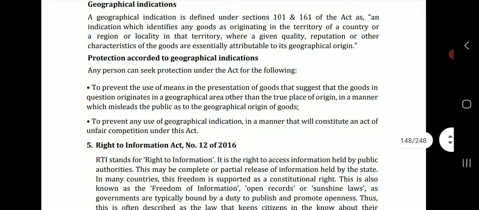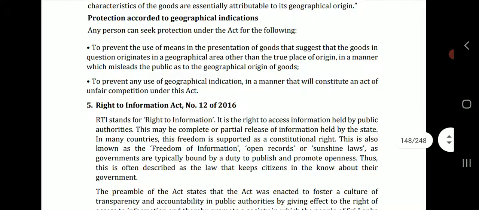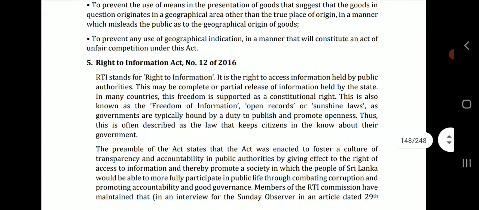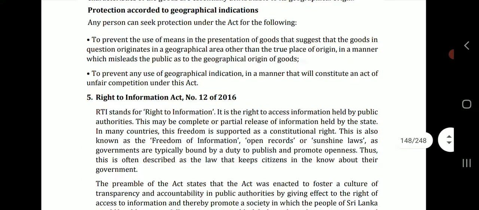So these are the protections. To prevent the use of means of presentation of goods that indicate a place of origin other than the true place of origin, in a manner that misleads the public, a direct indication in that manner will constitute an act of unfair competition. So yeah, that is pretty much the end of the Intellectual Property Act.